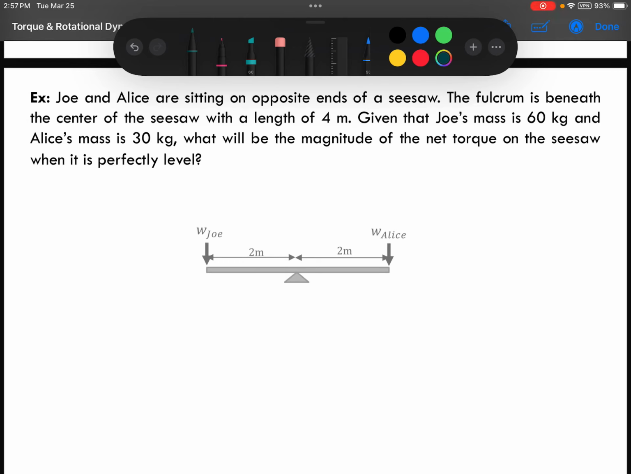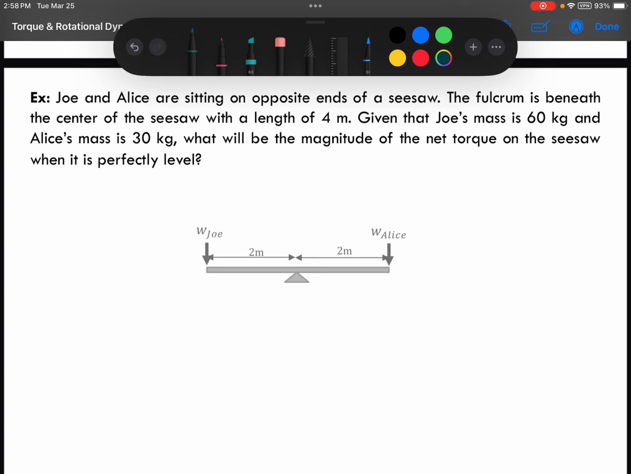The next example I want to look at is the seesaw example. Joe and Alice are sitting on opposite ends of a seesaw. The fulcrum is beneath the center of the seesaw, with a length of 4 meters, so the total length is 4. Given that Joe's mass is 60 kilograms and Alice's mass is 30 kilograms, what will be the magnitude of the net torque on the seesaw when it is perfectly level?